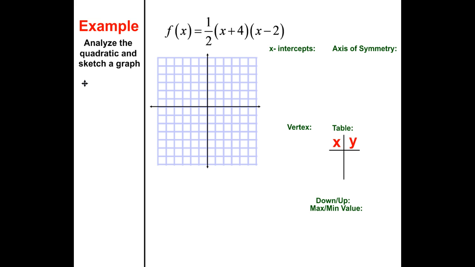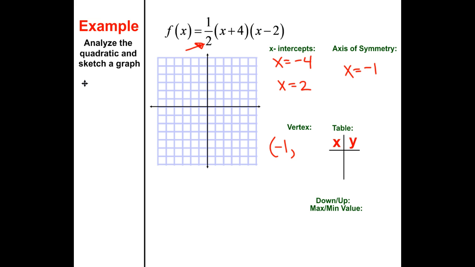Let's try this one. Now this one might scare people because of, again, that 1/2 in front. But again, I'm going to skip that and I'm going to talk about that in a second. Find our x-intercepts: -4, 2. Now we add those up. -4 plus 2 is -2, divided by 2 is -1, which is my axis of symmetry. That means my vertex is at x = -1, and then we plug that in up top.